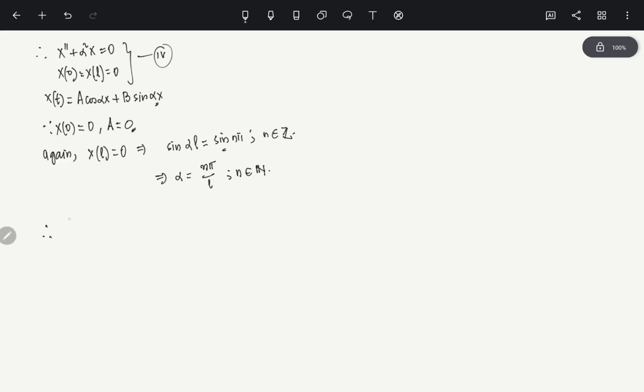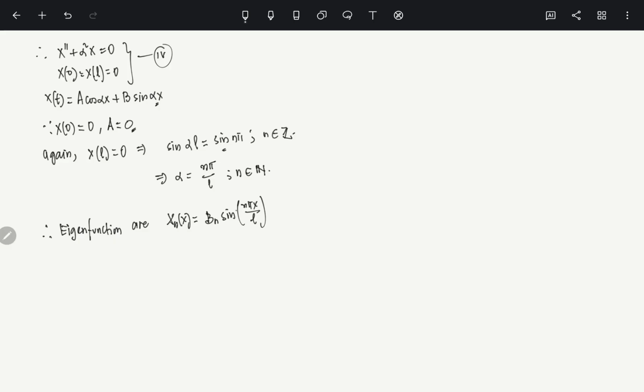Therefore, the eigenvalues which you are going to get, if you substitute the eigenvalues, the eigenfunctions which you are going to get are given by xn of x, and that is nothing but b of n sine of n pi x by L. Is it okay? So you get a countable set of solutions.